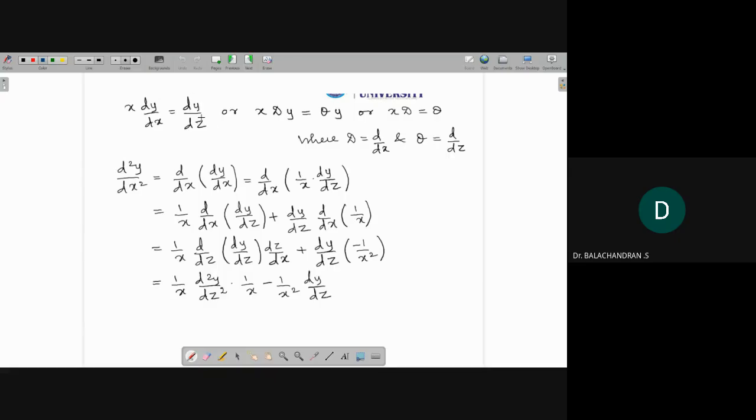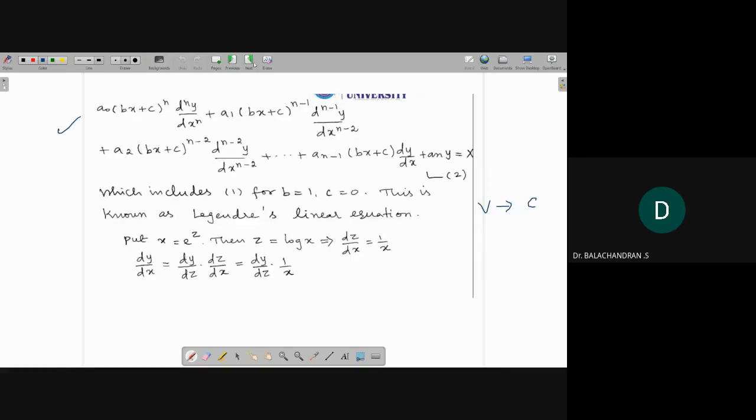So x dy equal to theta y, or xD equal to theta. You should remember this result, because to solve the problem, you should know xD equal to theta. The remaining thing is only for your understanding purpose, the proof and everything.